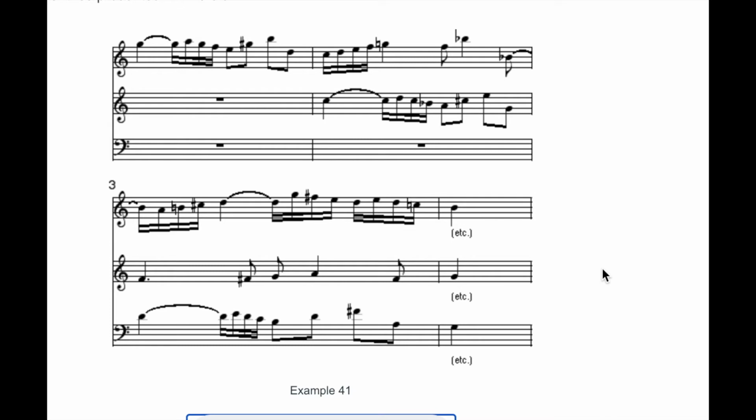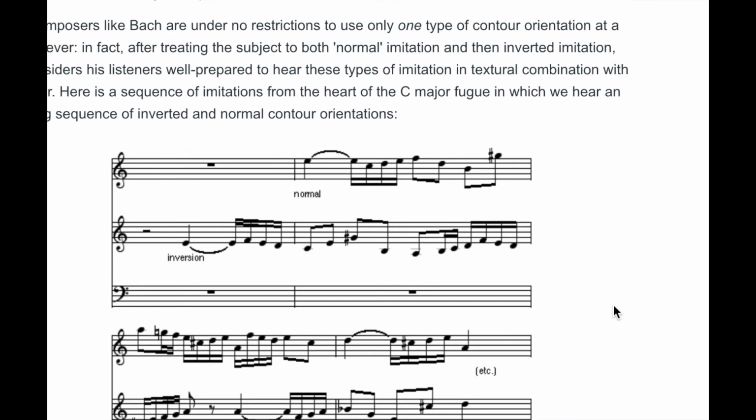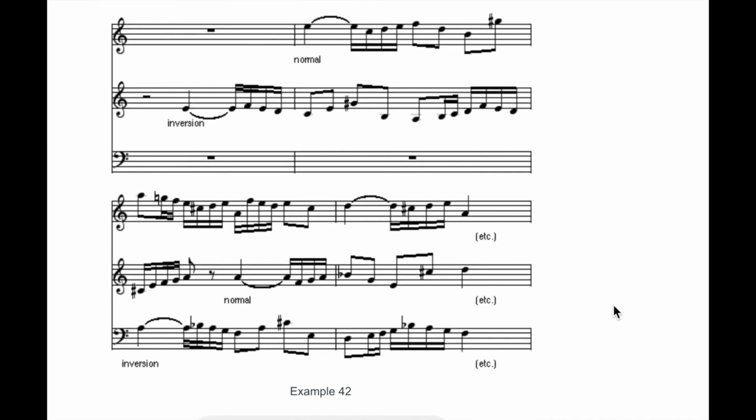So I've notated the music leaving out some other parts in order for us to be able to hear these entries as clearly as possible. There, and of course, there. There's no rule that says that you have to have imitations in inversion only. You can combine normal and inverted forms, and Bach does that as well in this piece.